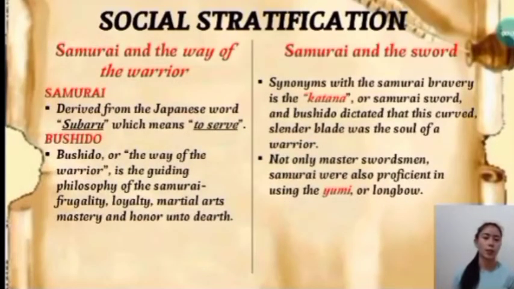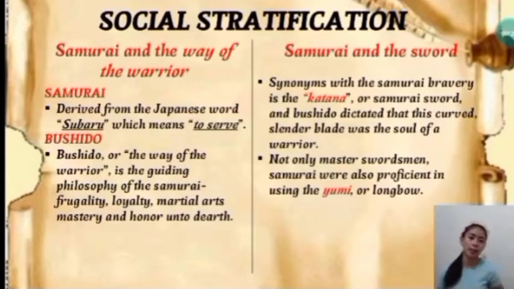Social stratification, samurai and the way of the warrior. Samurai, derived from the Japanese word saburau, which means to serve. Bushido, or the way of the warrior, is the guiding philosophy of the samurai: frugality, loyalty, martial arts mastery, and honor unto death. Samurai and the sword. Synonymous with samurai bravery is the katana, or samurai sword, and Bushido dictated that this curved slender blade was the soul of a warrior. Not only master swordsmen, samurai were also proficient in using the yumi, or long bow.